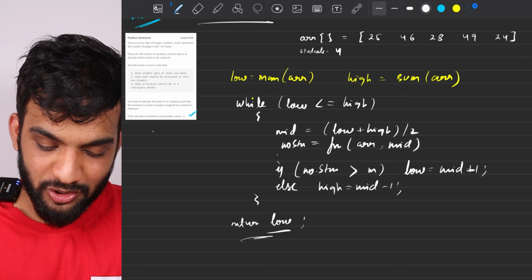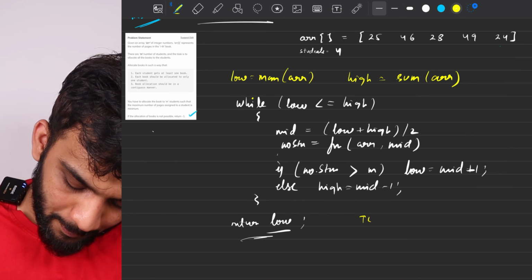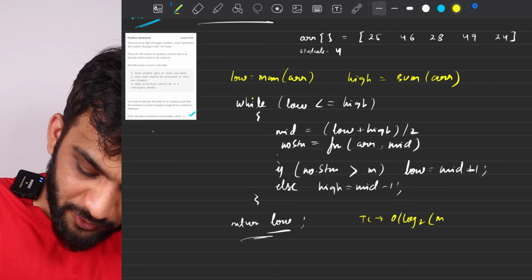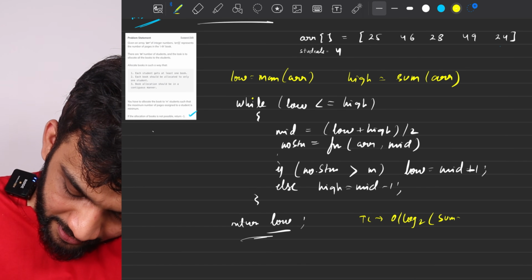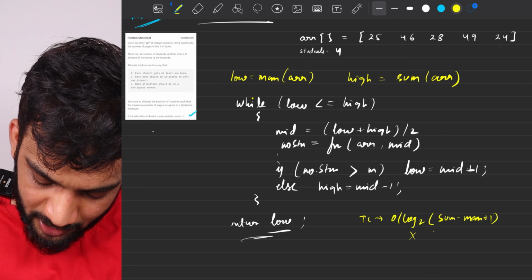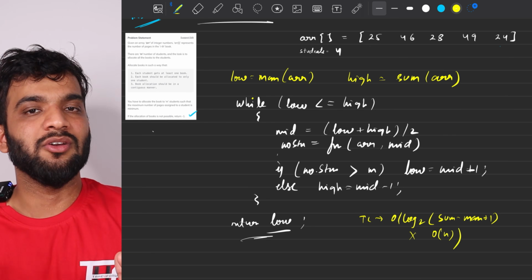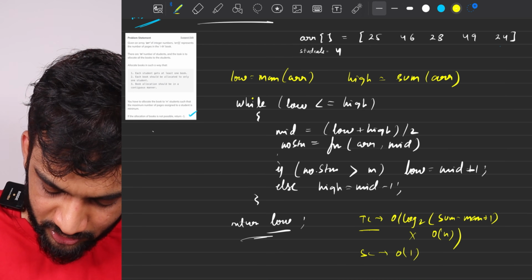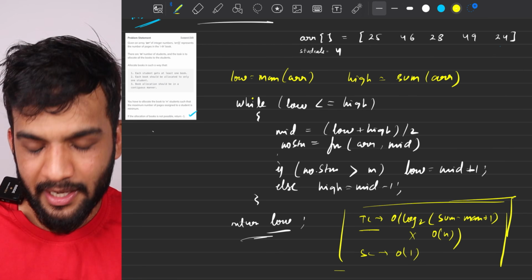Done and dusted. What is the time complexity? Time complexity stands out to be big O of logarithmic of the range, and the range is from sum to max. So sum minus max plus 1 multiplied with a big O of n, where you're checking for the student distribution. This is the time complexity, and the space complexity is nothing extra. This will be the overall time complexity and the space complexity.